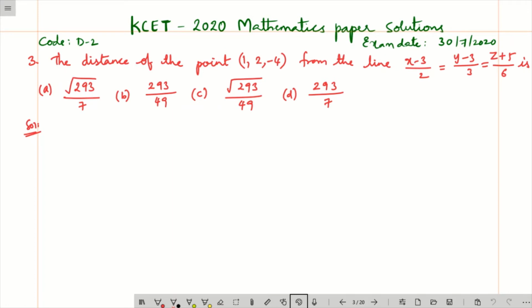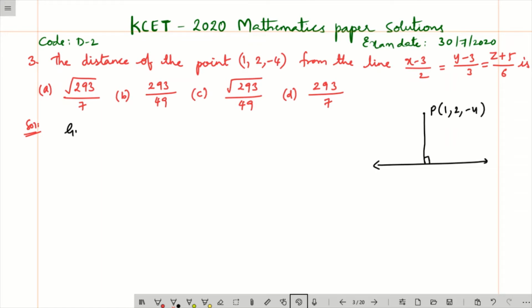The distance of the point (1, 2, -4) from the line (x-3)/2 = (y-3)/3 = (z+5)/6 is equal to... So there is a point, let me take the point P (1, 2, -4), and there is a line (x-3)/2 = (y-3)/3 = (z+5)/6. So we need to find the distance, meaning the perpendicular distance from a point to the line.